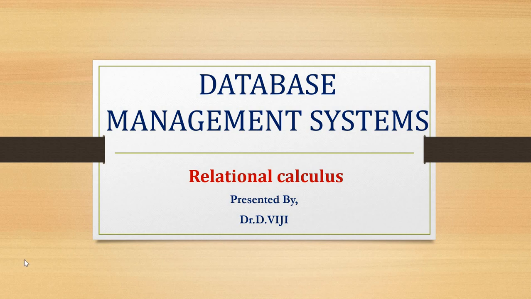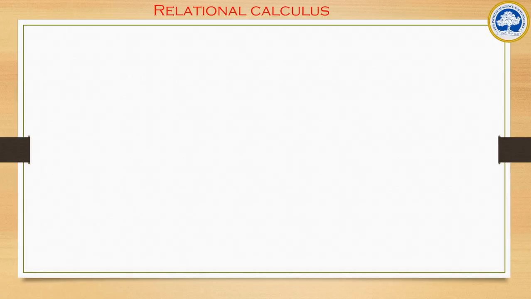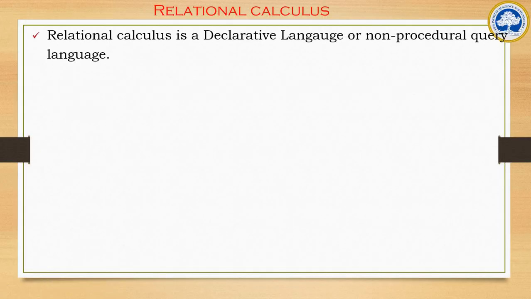Good morning everyone. In this session we are going to discuss relational calculus of DBMS. Relational calculus has two different types. Before entering into the types of relational calculus, first we want to know what relational calculus is. Relational calculus is a declarative language, or otherwise we can call it a non-procedural query language.